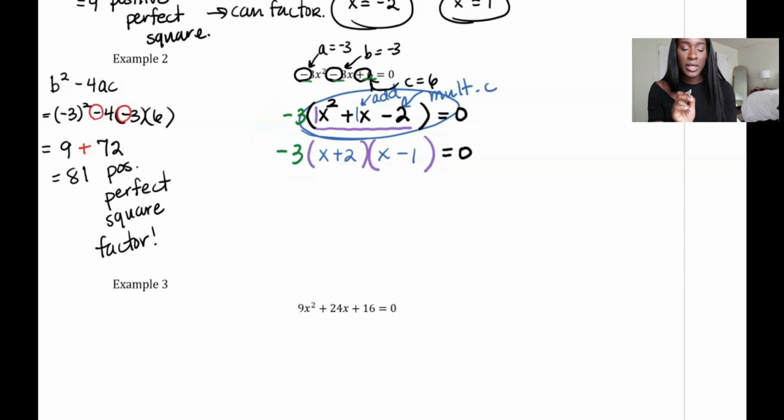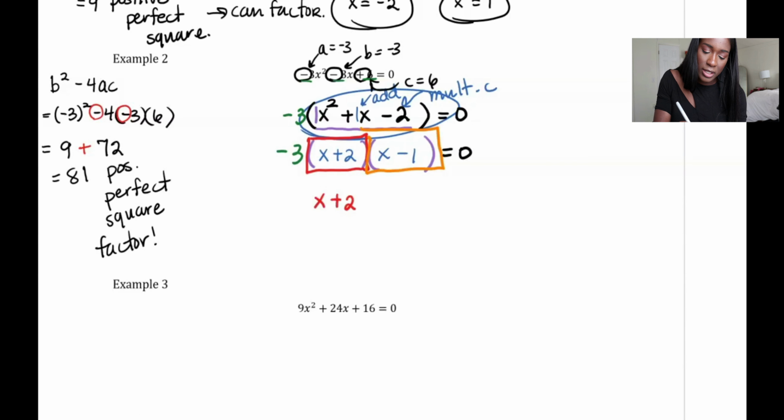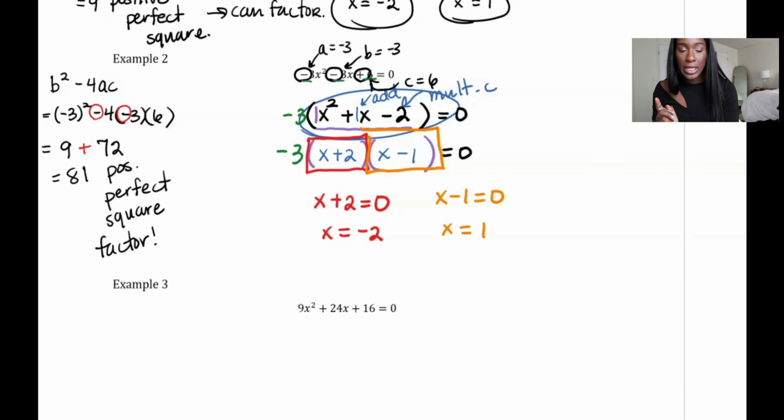Now, I want to talk about this part because of what I see a lot of people do, once I get my boxes set up. What we've seen in the first example is we set the red box equal to 0. That's what gave us negative 2 as a solution. We set the orange box equal to 0. That's what gave us 1 as a solution. Now, what I'll see a lot of students do is they'll take this negative 3 out in the front and set it equal to 0 and tell me that negative 3 is a solution, which it is not. First of all, it's not possible for a quadratic to have 3 solutions. It's either 0, 1, or 2. Can't happen. Second of all, negative 3 is not a solution. If I plug negative 3 into this quadratic, we will not get 0 out. Negative 3 is just a number sitting out in the front.